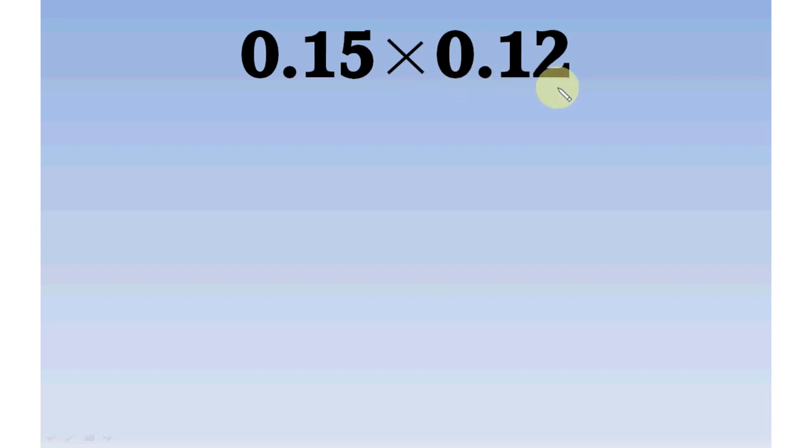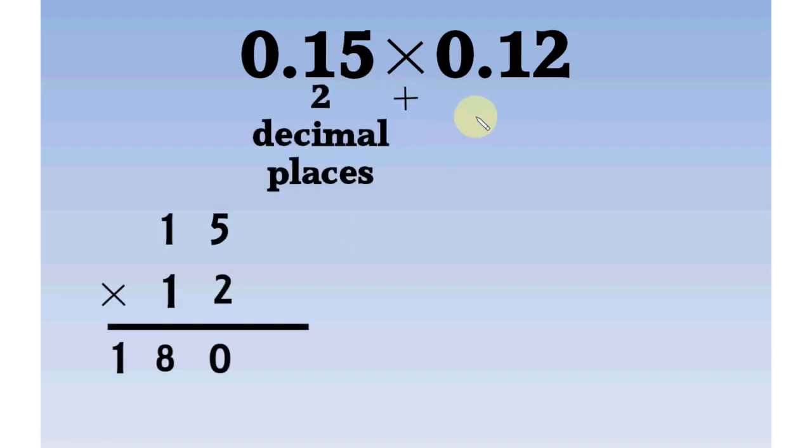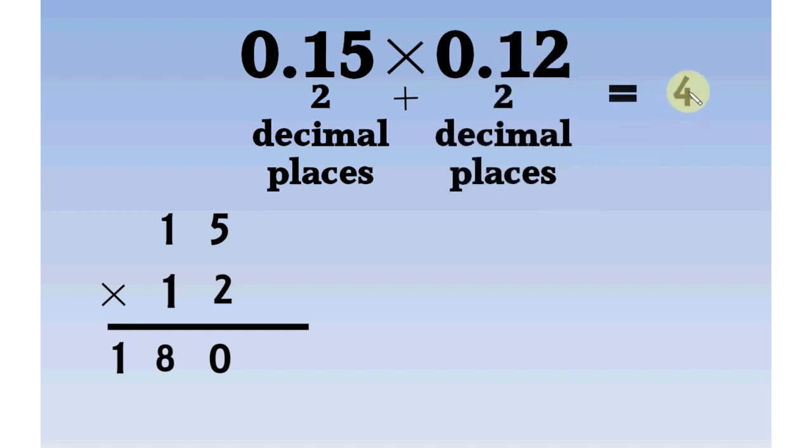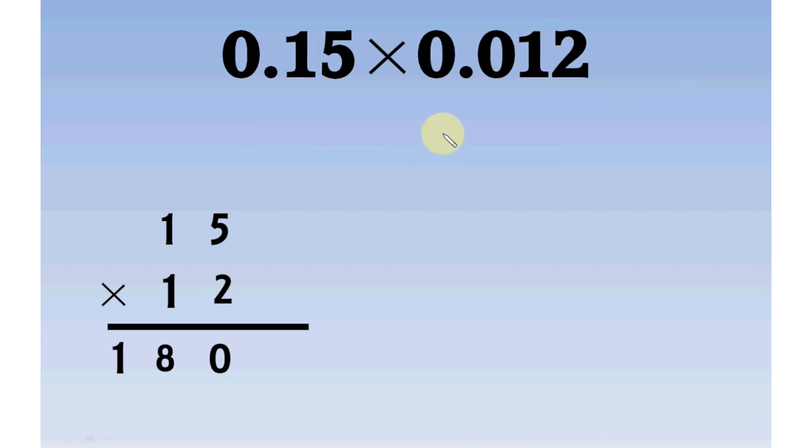Here are a few problems you may face while doing this. 0.15 multiplied by 0.12. 15 multiplied by 12 is 180. 2 decimal places in 0.15. 2 decimal places in 0.12. So, there would be 4 decimal places in the product. But we have only 3 digits. We add 0 before it to increase digits. Now there are 4 digits. So, the answer would be 0.0180.